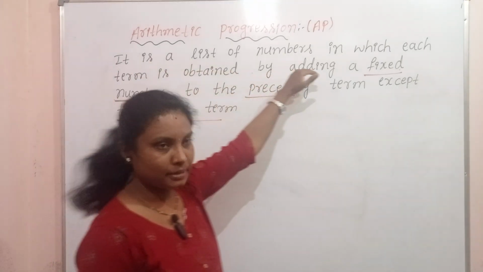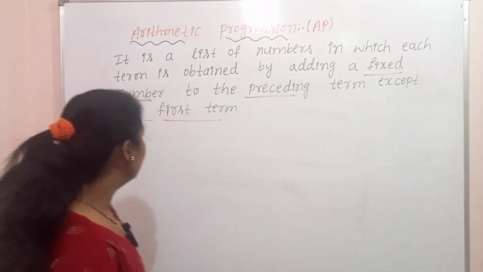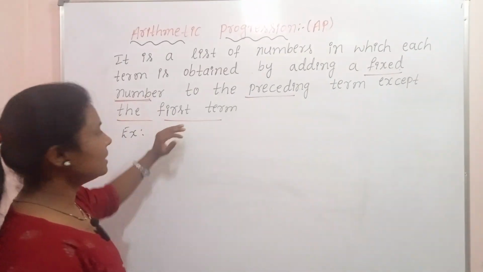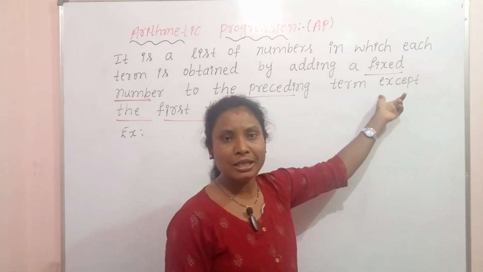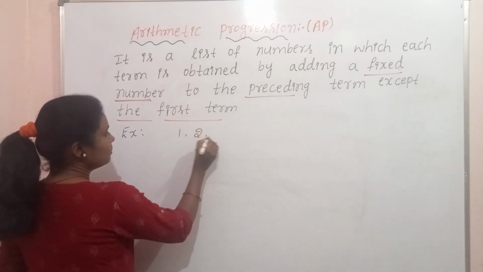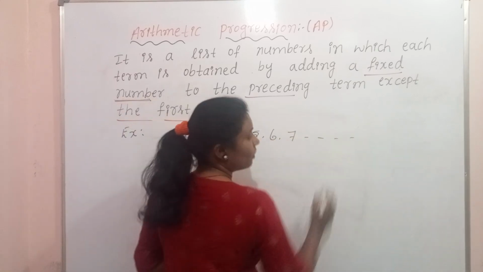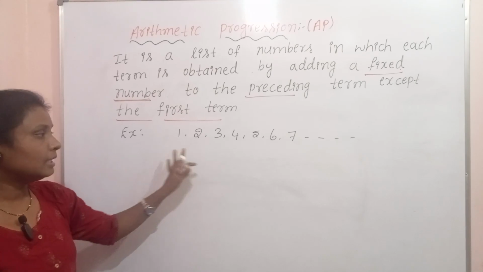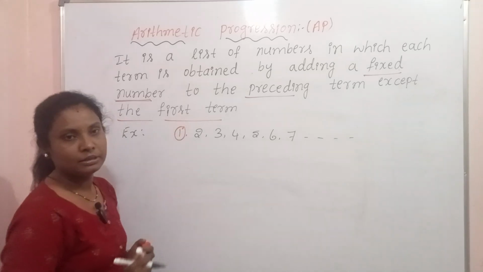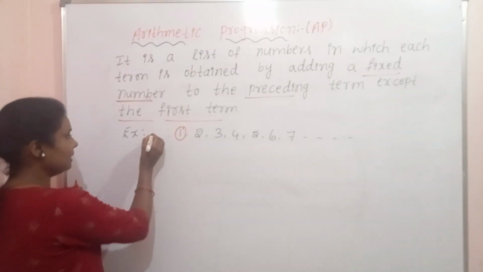It is a list of numbers in which each term is obtained by adding a fixed number to the preceding term except the first term. Except means you have to leave that first term. For example, here 1, 2, 3, 4, 5, 6, 7 and so on. These are the list of numbers. Here one is the first term. Then what the fixed number is, we'll find out later, and one more series we'll consider.